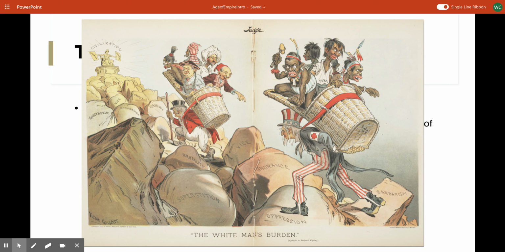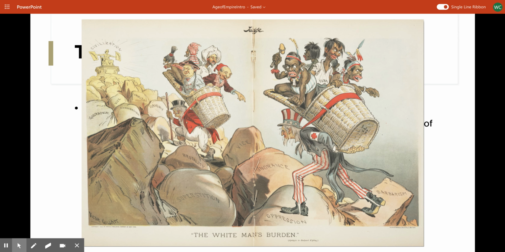So I want to show this cartoon next, and it's a cartoon illustrating this white man's burden, right? You can see here Uncle Sam standing on these different rocks, these stones. One says barbarism and oppression and ignorance, vice, brutality, superstition, right? And the United States is somehow carrying these different minority groups, right? You have Cuba, as you can see here, China, and the United States views it as its role to care for these people and to bring them to civilization. You can see civilization in the top left corner of this image.